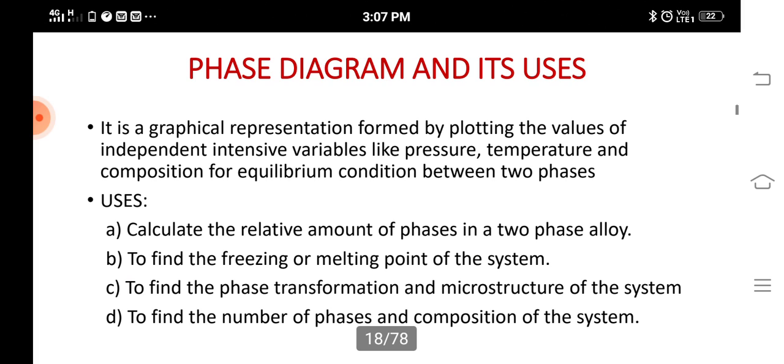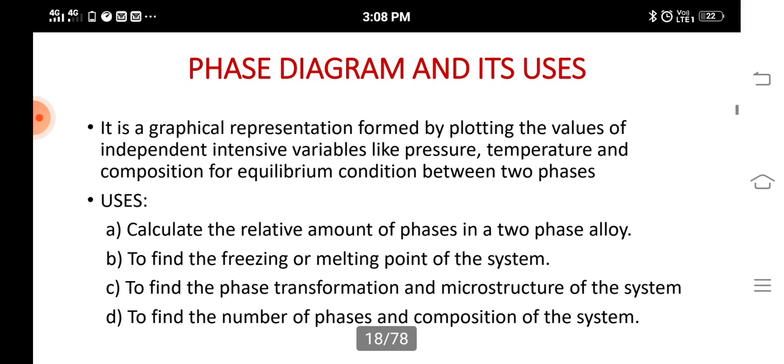Now we are moving into phase diagram and its uses. Phase diagram means it is a graphical representation formed by plotting the values of independent intensive variables like pressure, temperature and composition for equilibrium condition between two phases.